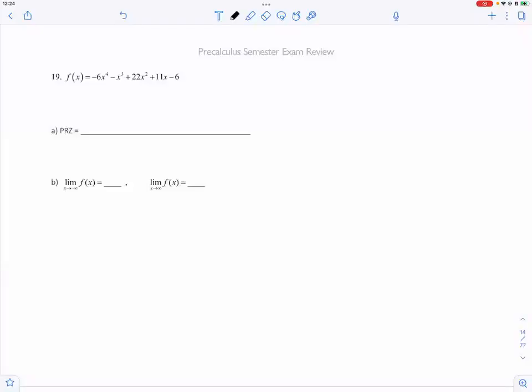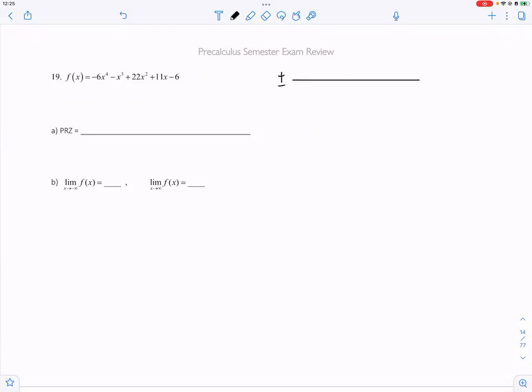All right, for question 19, it's a fairly easy question. It only asks you for the possible rational zeros, and it asks you for the limits, and that's it. We're not actually asking you to graph. We're not asking you to make a sketch.